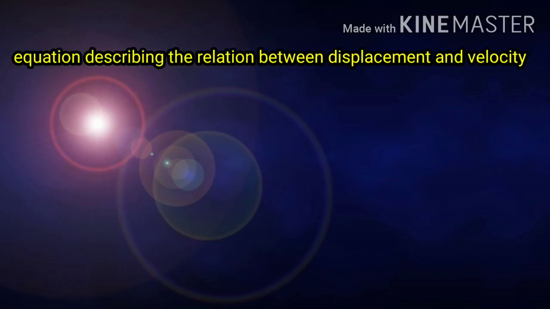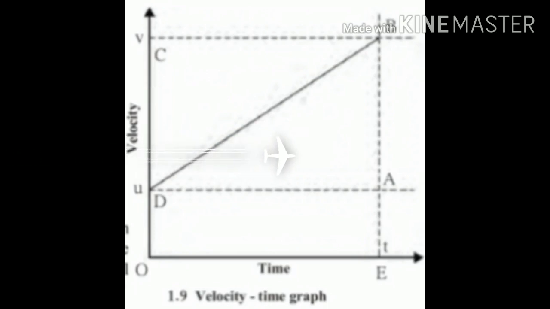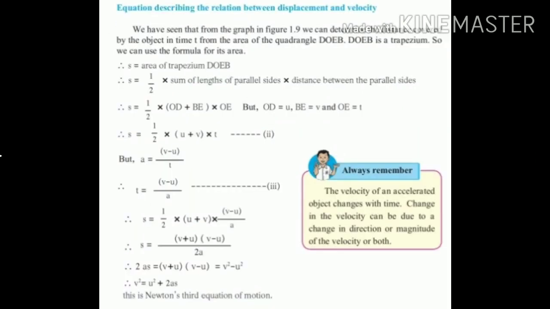Next concept is the equation describing the relation between displacement and velocity. We have seen that from the graph in figure 1.9, we can determine the distance covered by the object in time t from the area of quadrangle DOEB in the second equation. But DOEB is a trapezium, so we can use the formula for its area. Therefore, s is equal to area of trapezium DOEB.